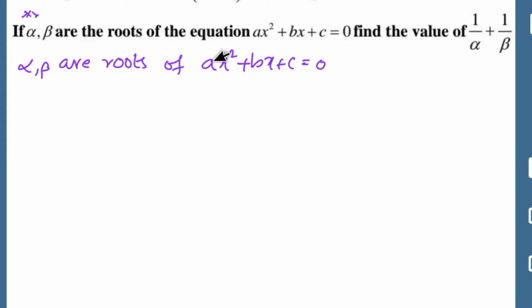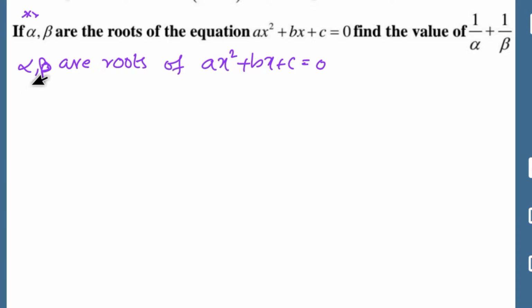Next question. This is a very important question. Alpha, beta are the roots of the equation ax square plus bx plus c equals to 0. Then find the value of 1 by alpha plus 1 by beta. So alpha comma beta are roots of the equation ax square plus bx plus c equals to 0. Write beta clearly: alpha beta are the roots of this quadratic equation.